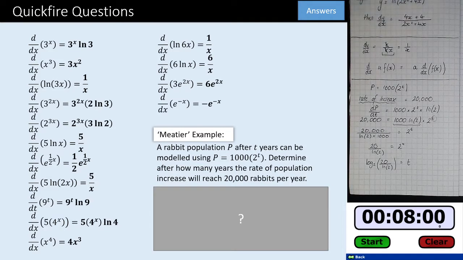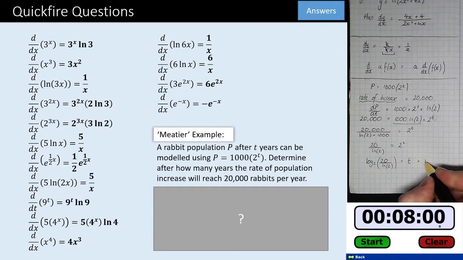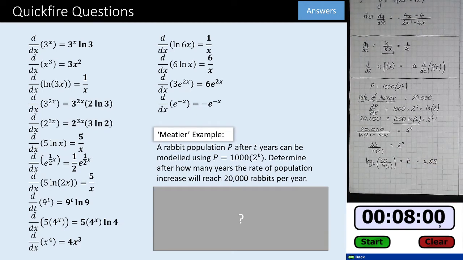Okay, and my calculator, got my old one. So let's type it in. We've got log base 2 of 20 over ln 2. We get 4.85. Okay, and there we go.